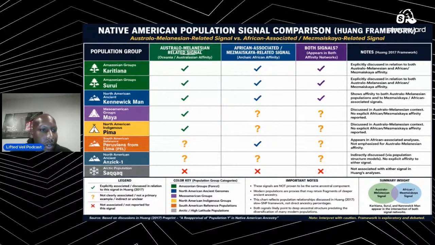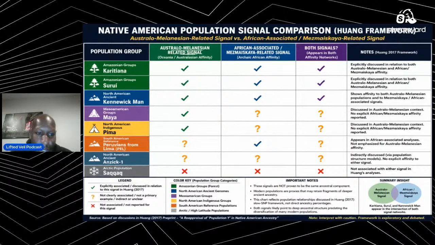Okay, moving on. But the North American indigenous Pima didn't share any African associated, at least ancient African associated signals. All right. South American reference, the Peruvians shared African related signals. All right. That was related to the El Moran. Okay, but they didn't share it as much as the Mexican population. Like I said, I'm gonna go over that in more detail as I go.